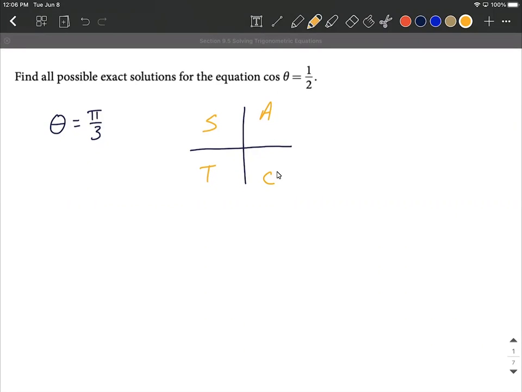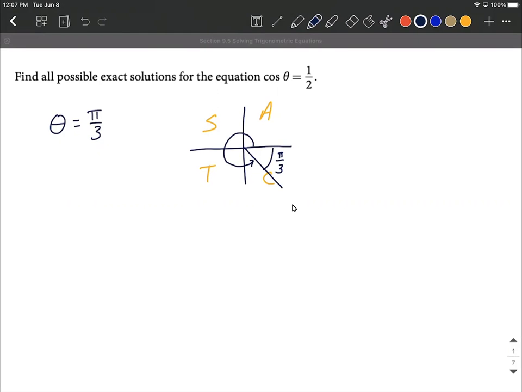So this pi over 3, that's an angle in the first quadrant, and cosine is going to be positive at that angle. But we also need to find an angle in the fourth quadrant where cosine is also going to be positive. To do so, what we're going to do is use that pi over 3 we already found and place it in the fourth quadrant as a reference angle. So now what we want to do is calculate the angle that would wrap all the way around into the fourth quadrant that would have pi over 3 as a reference angle.